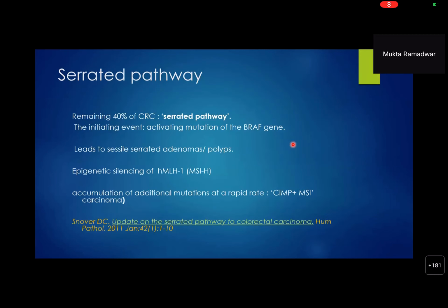And the importance of the serrated pathway is that almost 40% of colorectal cancers arise via this pathway. And this is an initiating event where the activating mutation is in the BRAF gene, as against the KRAS or the APC gene mutation in the conventional adenoma carcinoma pathway. So it is a totally different pathway. It is supposedly a spectrum which begins with hyperplastic polyp, then SSLs, then the TSAs. And the carcinomas can develop very, very rapidly in the polyps. And the underlying mechanism is the MLH1 gene. Right? So we will not go into the details because this in itself is a very, very big topic.